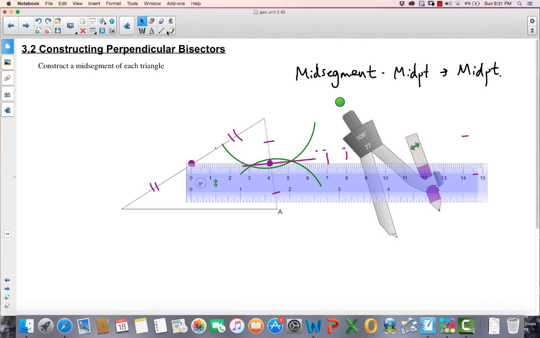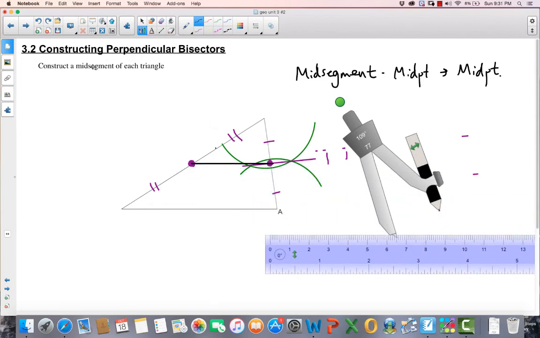Bring this down, connect them up, right? And we have our median, or sorry, mid-segment.